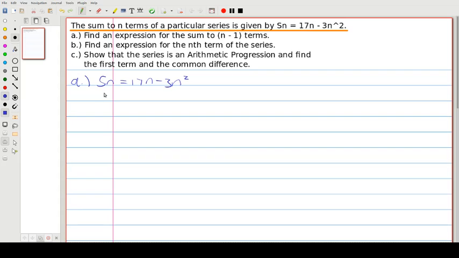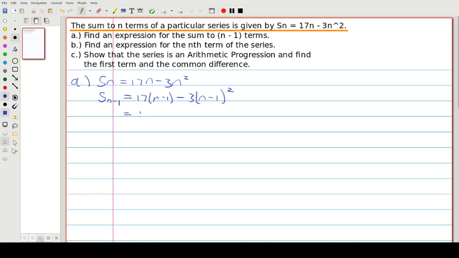Alright, so that luckily is pretty straightforward. All we do is we find the sum to n minus 1 terms. Now let me just write that slightly neater, n minus 1 terms. Alright, so all we do is instead of an n, we put an n minus 1. So we have 17 times n minus 1, minus 3, and again instead of the n we put n minus 1 squared. And the rest of this is just now simplifying the expression, so let's continue to do that.